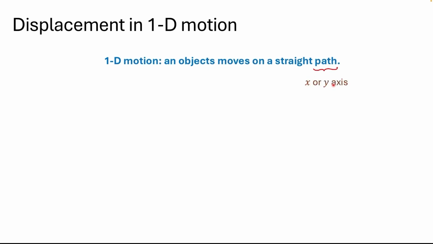Next we will look at displacement in 1D motion. In a one-dimensional motion, an object moves on a straight path. And, we consider the path as the x or the y-axis.